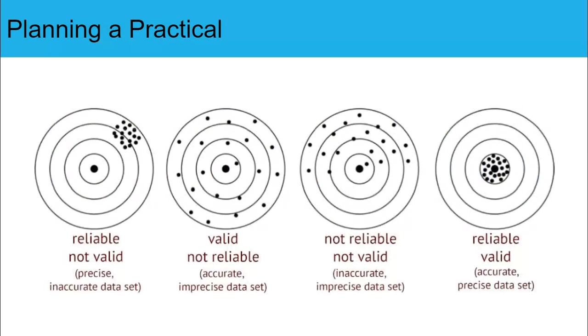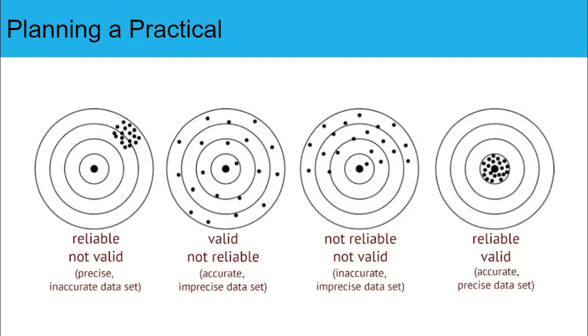We look at this bullseye chart here to think about our practical investigation. We want to make sure that we're getting the last target on the end, where we have a reliable and valid investigation. In the first picture on the left-hand side, we see that the results are reliable. However, it's not accurate, so we have an inaccurate data set and therefore it's not valid.